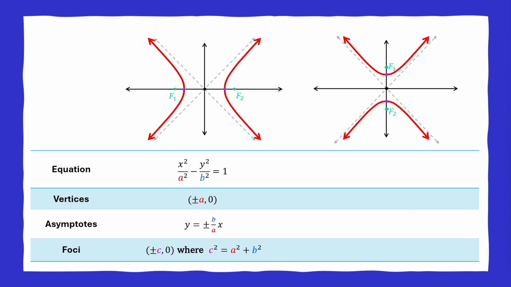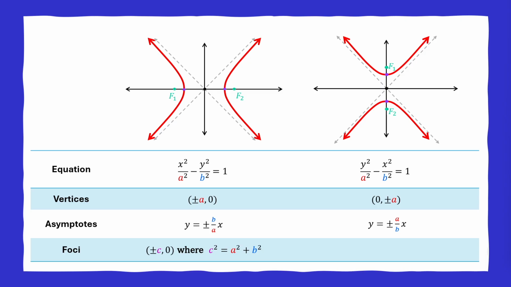If the hyperbola opens vertically, the equation is y squared divided by a squared minus x squared divided by b squared equals 1. The vertices are at 0, positive and negative a. The y-coordinates are opposites because the branches open upward and downward along the y-axis. The asymptotes are the lines y equals plus or minus a over b times x.